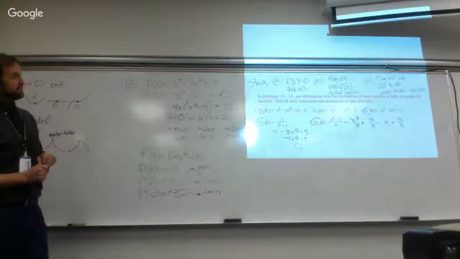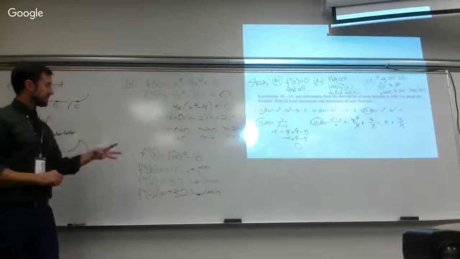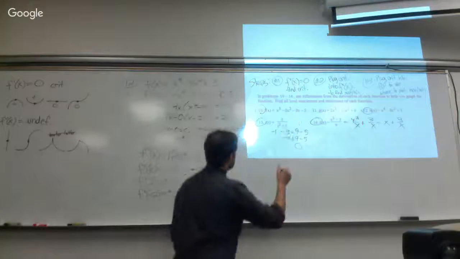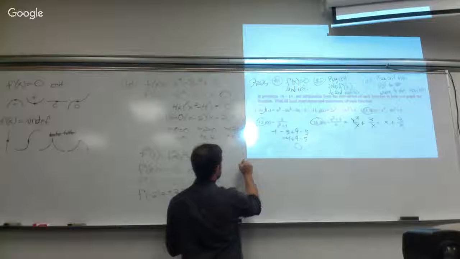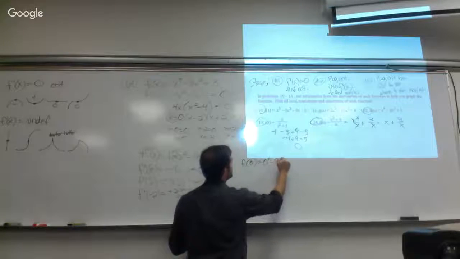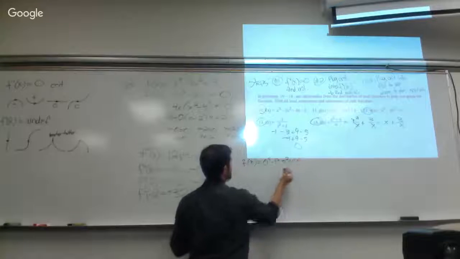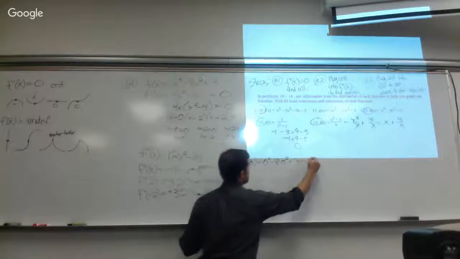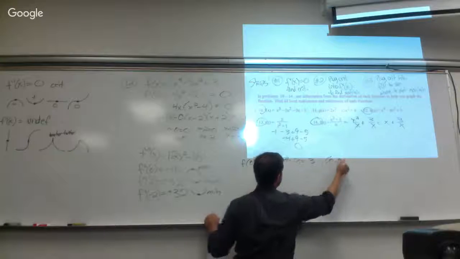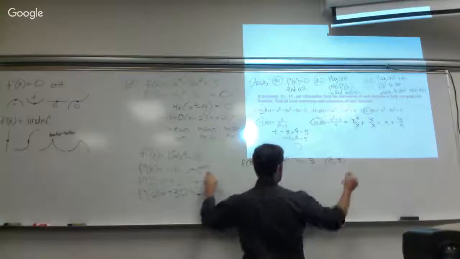Okay, so that's step 2. Plug all those back into the original. Unfortunately, the original is not that bad. It's a relatively short function. So f of 0 would be 0 to the 4th minus 8 times 0 squared plus 3. So that's 0 minus 0 plus 3, which is 3. So I know that my first coordinate is 0, 3, which is a maximum.